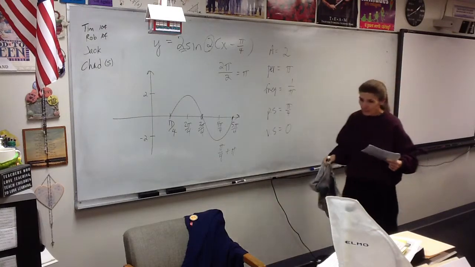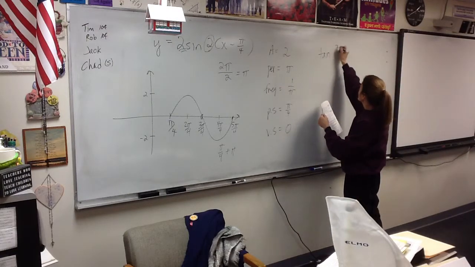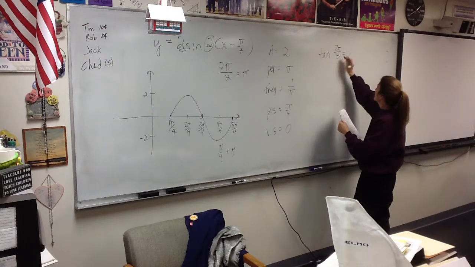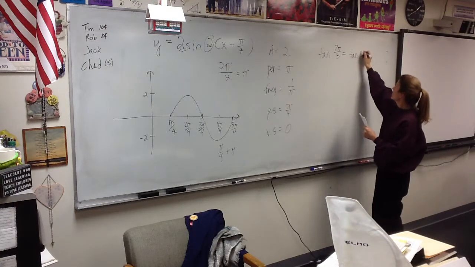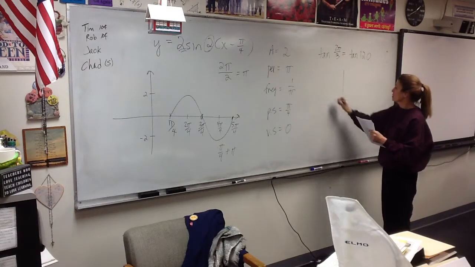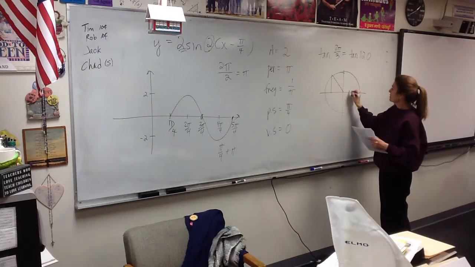Well, probably we'll change 2 pi over 3 into degrees. So 180 divided by 3 is 60, times 2 is 120. So I'm going to find the tangent of 120. Exact means no calculator. So here's 120.